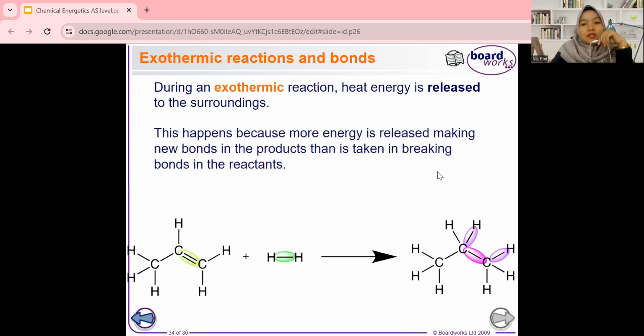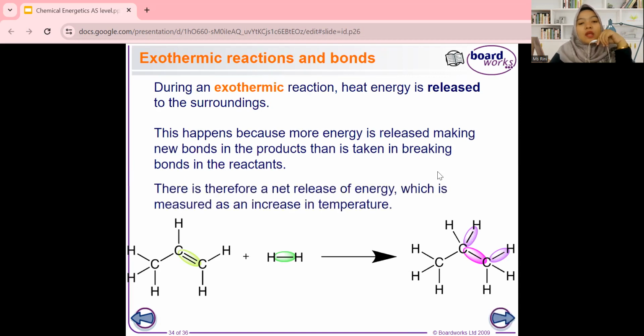Exothermic reactions and bonds. During an exothermic reaction, heat energy is released to the surroundings. This happens because more energy is released in making new bonds in the products than is taken in breaking bonds in the reactants. There is therefore a net release of energy, which is measured as an increase in temperature.